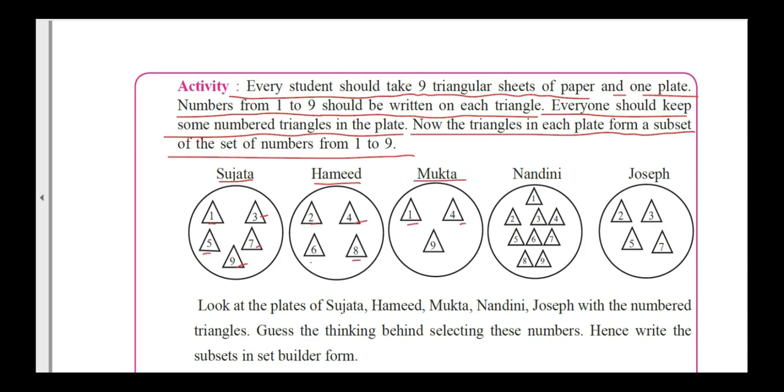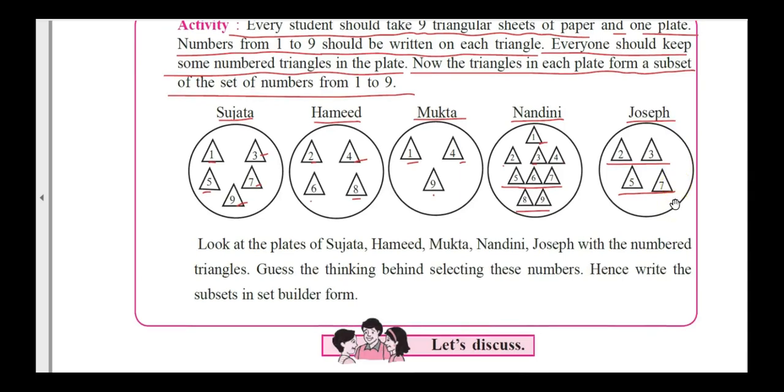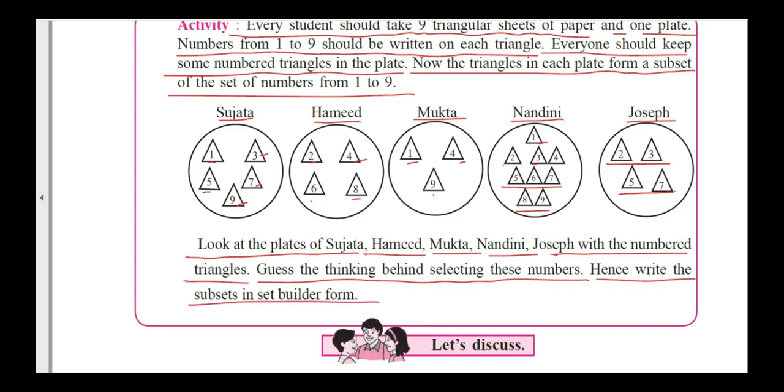Now see this, Sujata, Hamid, Mukta, Nandini and Joseph. These have the numbers. Look at the plates of Sujata, Hamid, Mukta, Nandini, Joseph with the numbered triangles and guess the thinking behind selecting these numbers. Hence write the subset in set builder form.